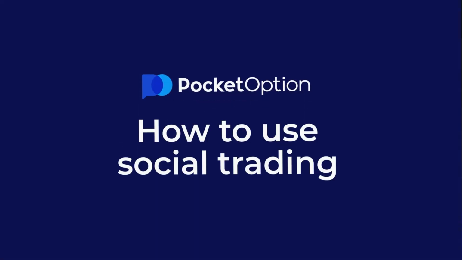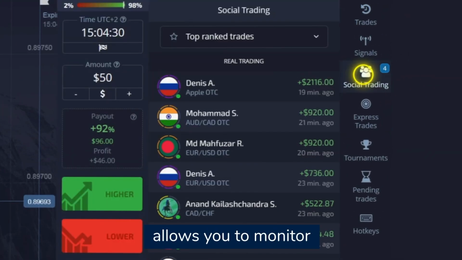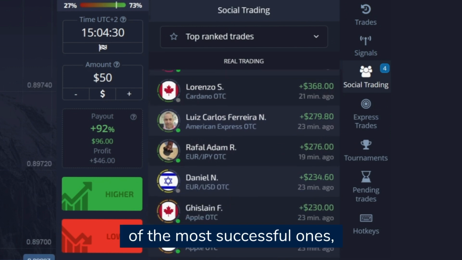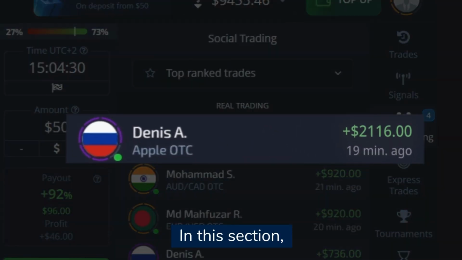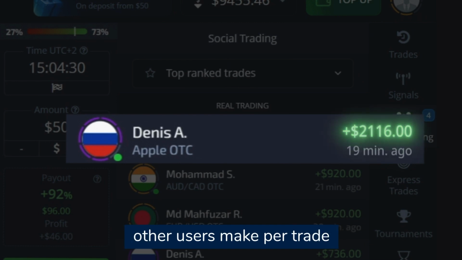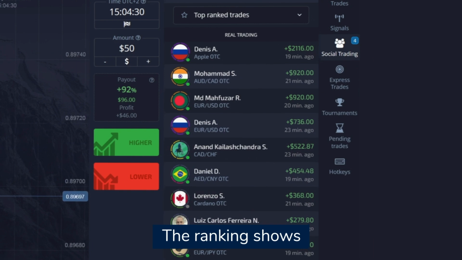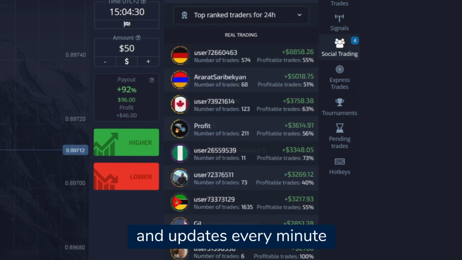How to use social trading. The social trading feature allows you to monitor the progress of other traders, view the rankings of the most successful ones, and copy their trades. In this section, you can see how much profit other users make per trade on the trading platform. The ranking shows the most profitable trades and updates every minute.